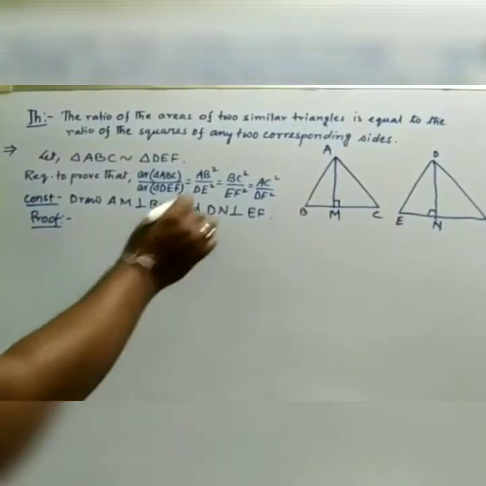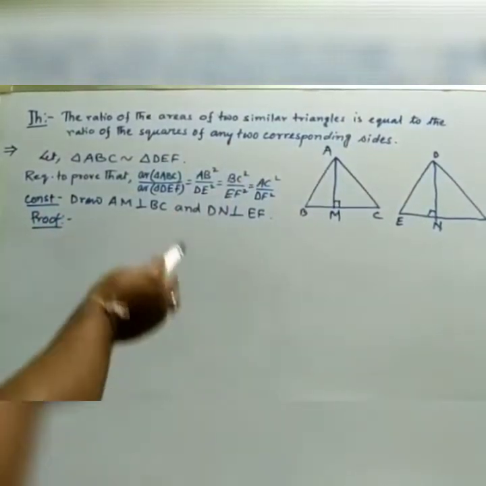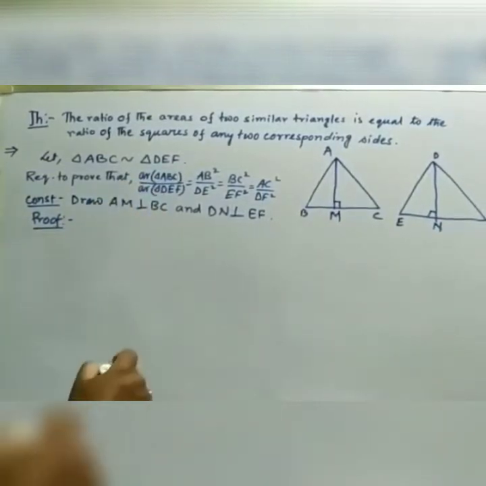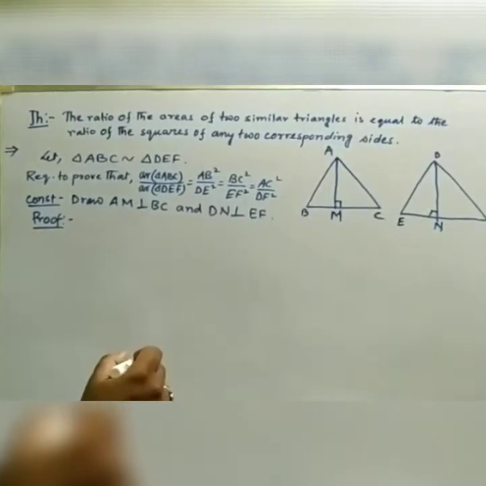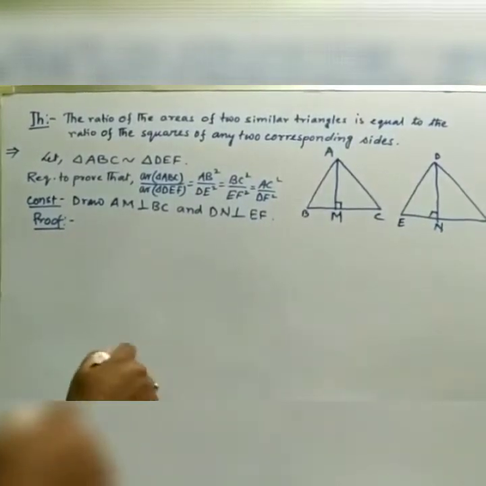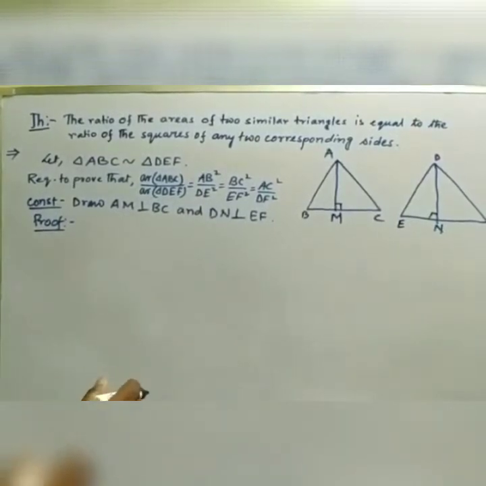Why have we drawn this perpendicular? Because we need to find the area of the triangles, and you know the area of a triangle is half into base into height. So for that reason we have to find the height, and as a perpendicular we have drawn it. Okay, so let's go for the proof.